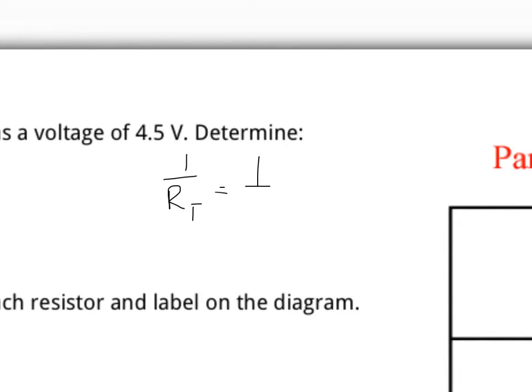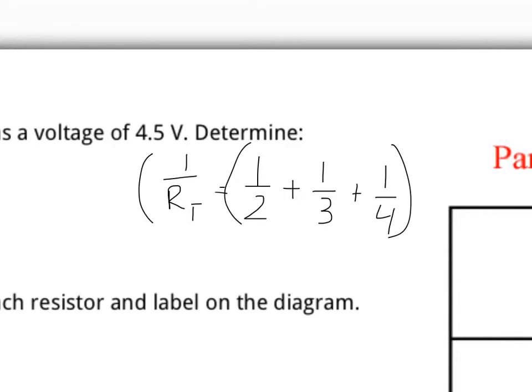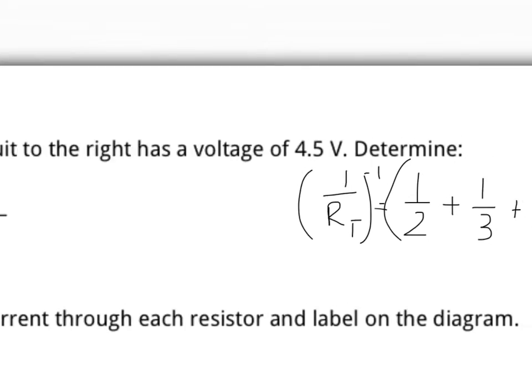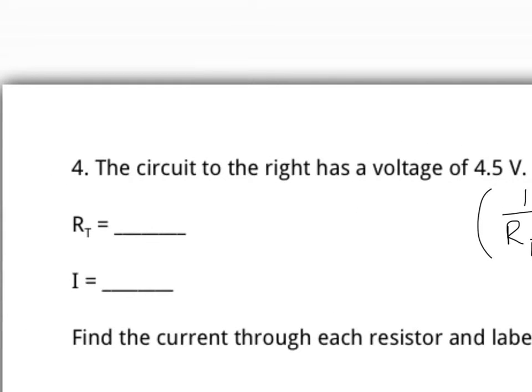1 over each of the individual resistors, in this case 1 over 2 plus 1 over 3 plus 1 over 4. To solve that, we would first add these three numbers together, and then to get this resistance out of the fraction, the easiest way to do that is to take the inverse of both sides. If we do that, we get a total resistance on this circuit of 0.92 ohms. That will allow us to calculate current.